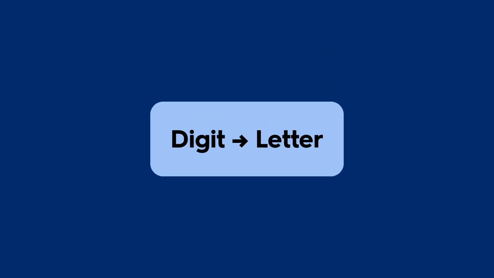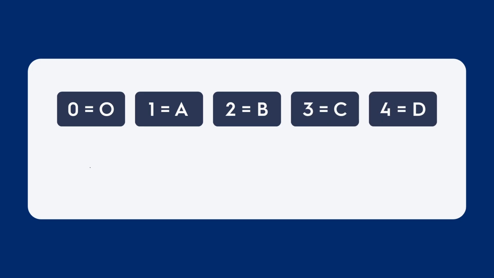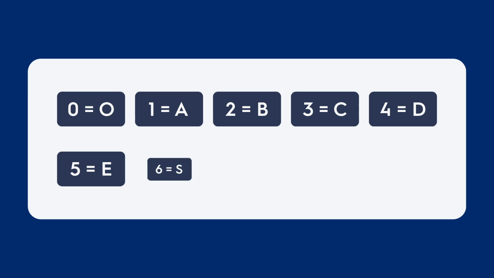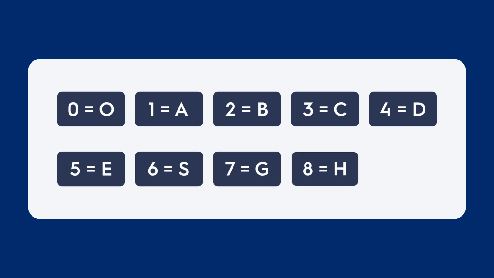In a common Dominic code, each digit stands for a letter. 0 is O, 1 is A, 2 is B, 3 is C, 4 is D, 5 is E, 6 is S, 7 is G, 8 is H, 9 is N.